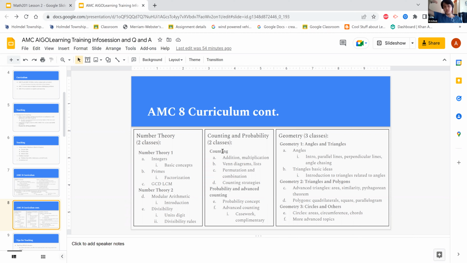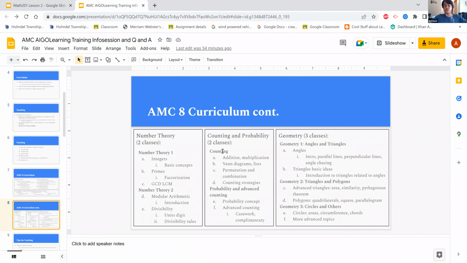That also extends into probability and advanced counting. Probability is like an extension of counting. We'll discuss probability concepts, like what is probability and how counting relates to probability. And then we'll go into some more advanced counting and probability strategies such as casework and complementary counting, which show up quite a bit on AMCs.